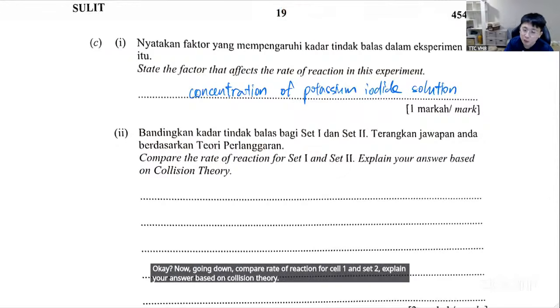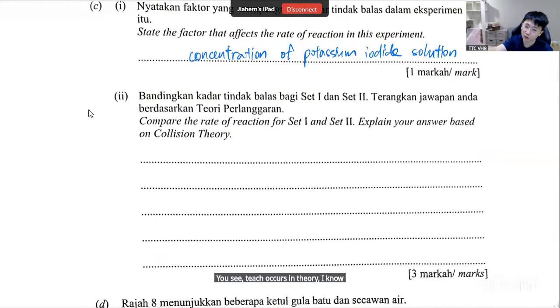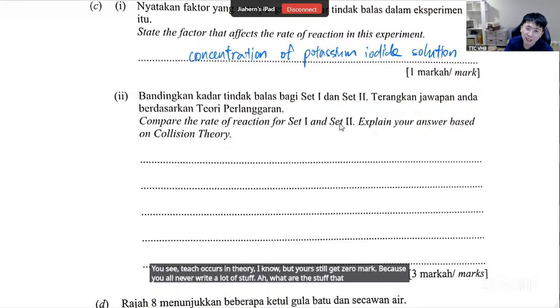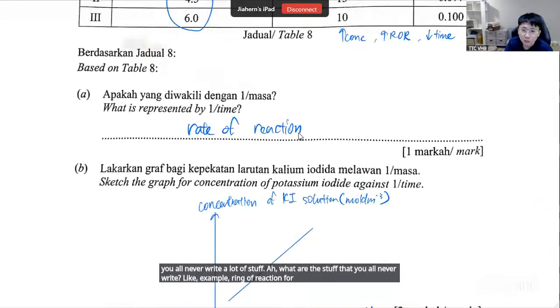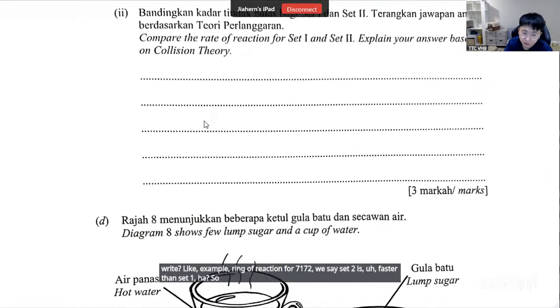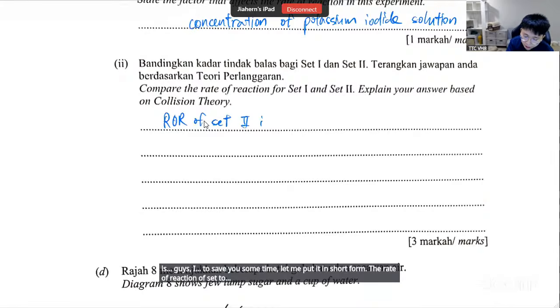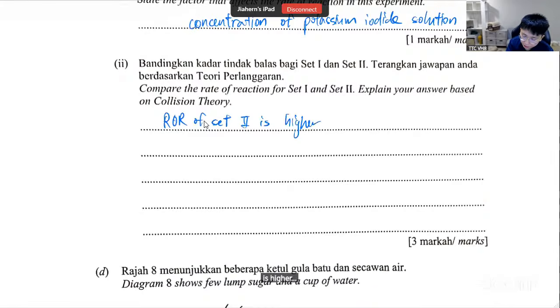This is also the place where you all lose all the marks. You say, teacher, collision theory, I know, but you all still get 0 mark because you all never write a lot of stuff. What are the stuff that you all never write? Example, rate of reaction for set 1, set 2. We say set 2 is faster than set 1. Right? So we say rate of reaction of set 2 is, guys, to save you some time, let me put in short form. So rate of reaction of set 2 is higher than set 1.